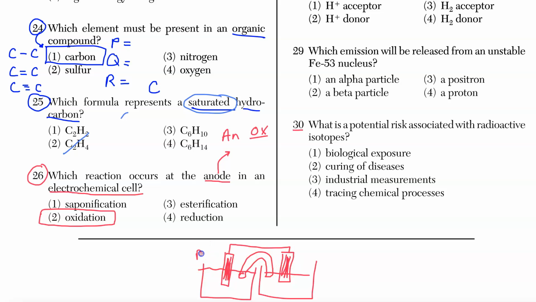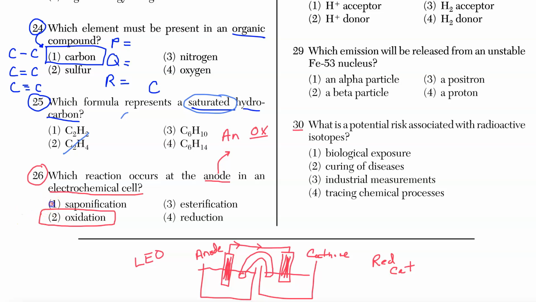Now the anode is the place where oxidation occurs, which means you're losing electrons, by the mnemonic LEO, which means electrons flow from the anode to the cathode. The cathode is the place where reduction occurs, by the mnemonic RED CAT. They could have easily asked what's happening at the cathode in an electrochemical cell, and you would say reduction, okay? And so that's the basics.